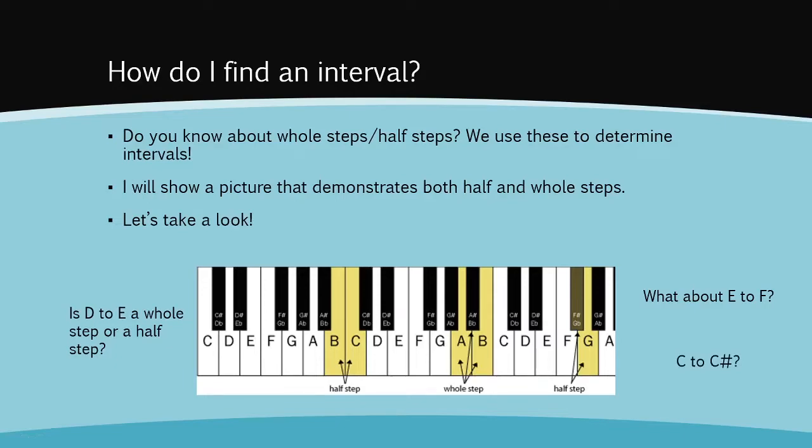Now, next one, we'll do C. Let's go to this one. C to C sharp right here. Again, you see that it's going right to the next note, the white key right to the black key right next to it. So what do you think? Whole step or half step?